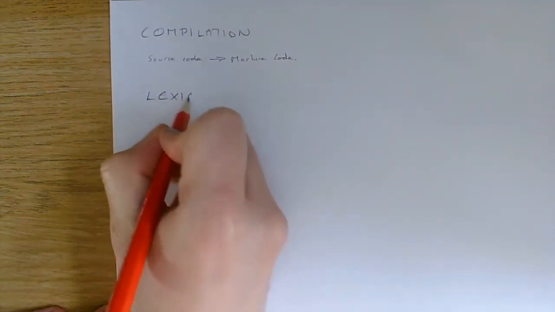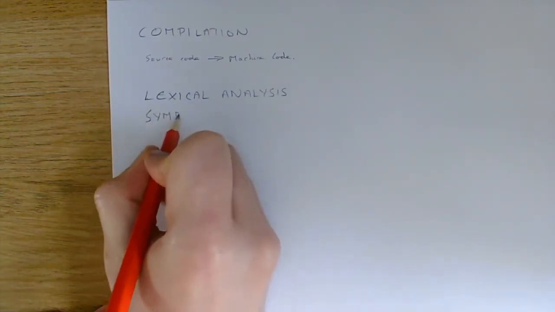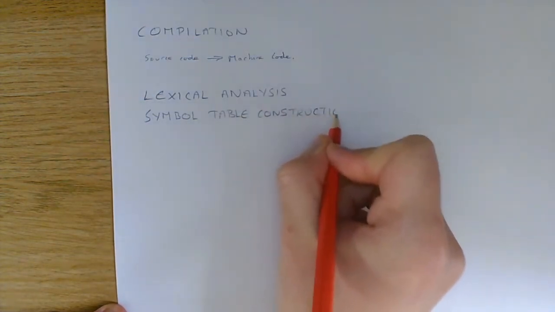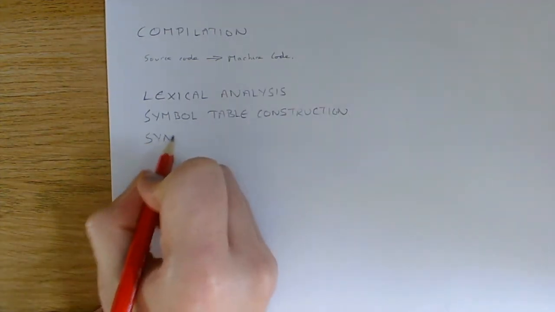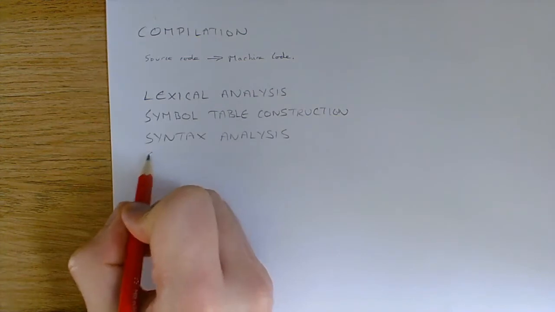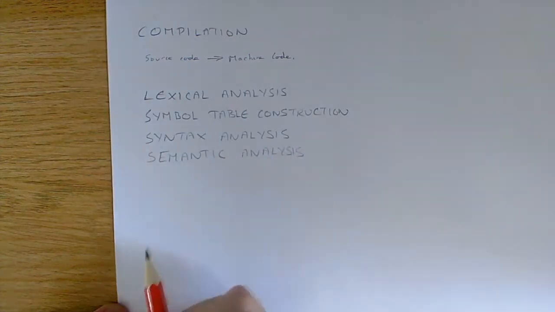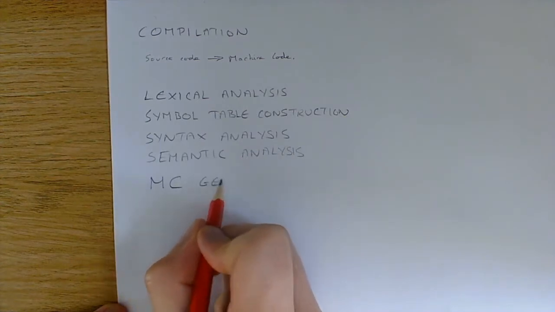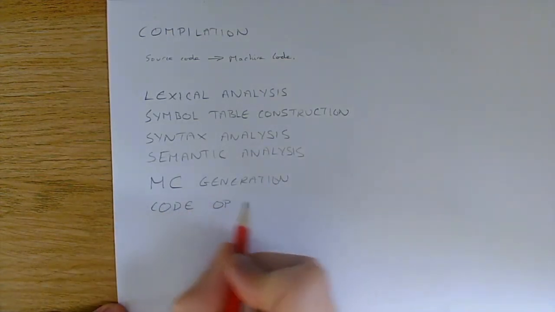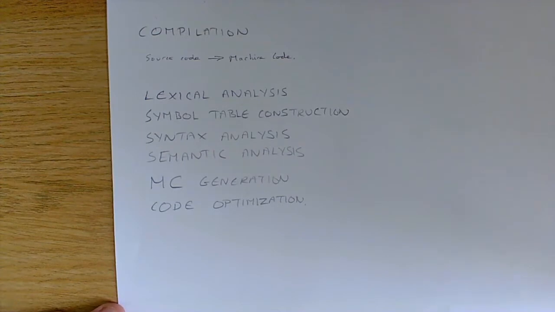These are lexical analysis, symbol table construction, we also have syntax analysis, semantic analysis, machine code generation, I'm just going to call that MC generation, and finally code optimization. Okay, so there's quite a few stages in this process, but what are they all about?